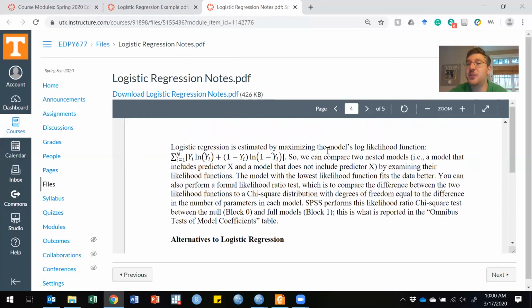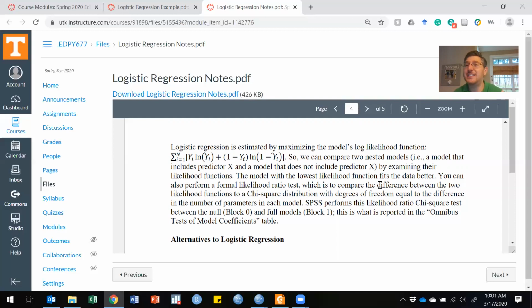We could also use the model's likelihood function to compare two models that are nested with each other. Say we're trying to decide whether or not one variable, X, should or shouldn't be in the model. We could do that by comparing the likelihood function for each of the models, a model that has the predictor X and a model that doesn't. Basically, the model with the lowest log likelihood fits the data better than a model with higher likelihood values.